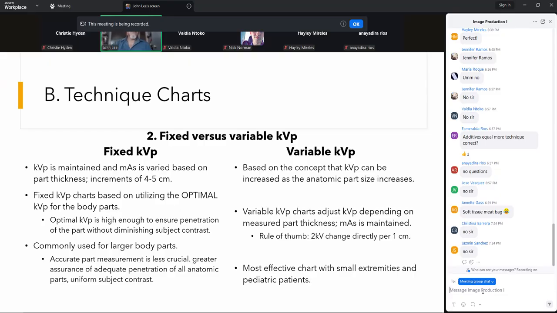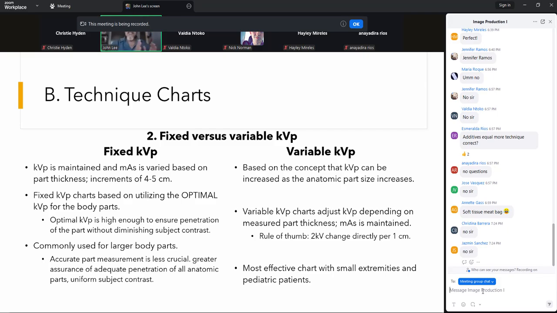Now, going back to actual technique charts, there are two different types. Me, myself, I believe there should be three, but we're sticking with two. The first is called a fixed kV. The other is called a variable kV. Now, there's a second part that goes with each of those.